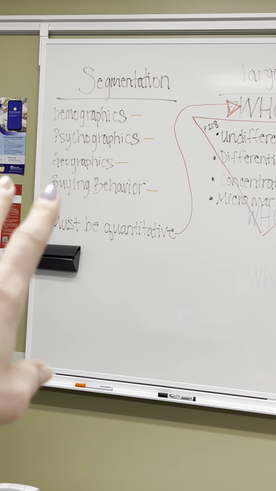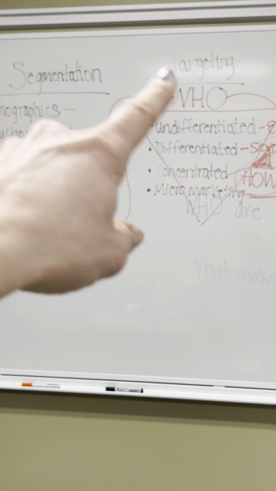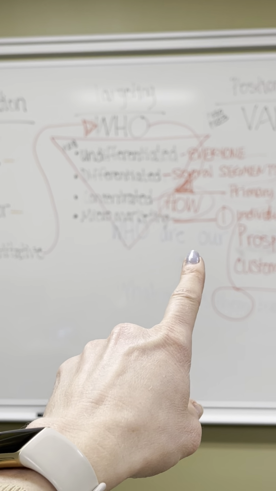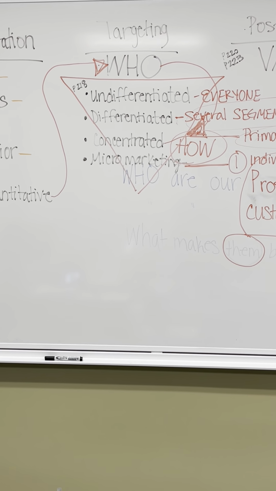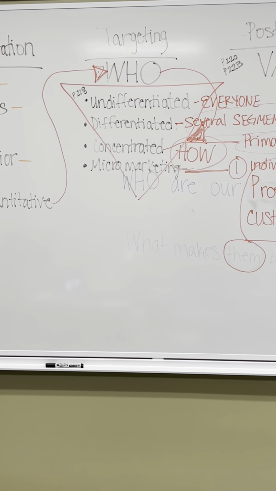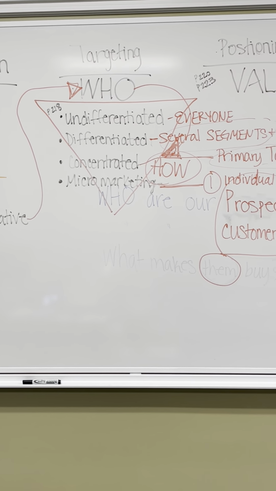From there, you can have up to 3 segments of different groupings of people. You select who you're going to target, and then once you've selected who, you need to know how you're going to target them, which is the strategy up there. There are 4 strategies: undifferentiated, differentiated, concentrated, and micro-marketing. And we turned to page 218.